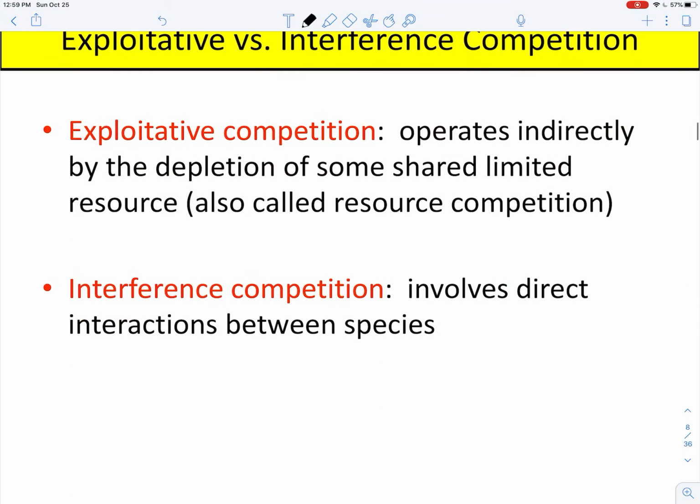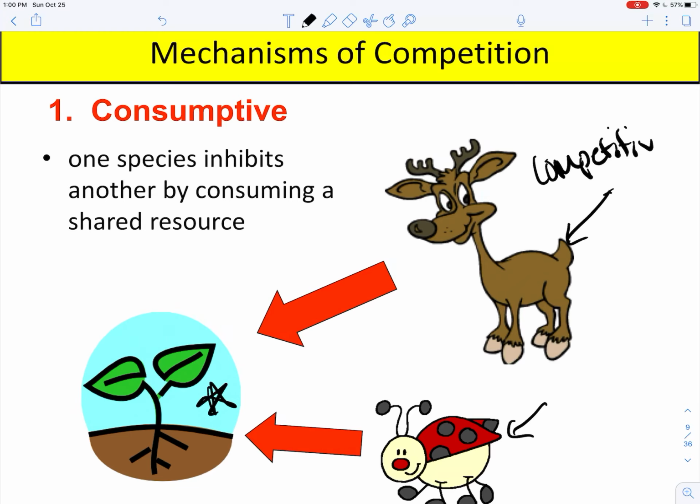So our first major mechanism of competition is consumptive competition, where one species inhibits another by consuming a shared resource. So we can think about this deer here and this ladybug competing for a food resource. If the deer is a stronger competitor, then this ladybug is inhibited. And the deer becomes what we consider to be the competitive dominant.